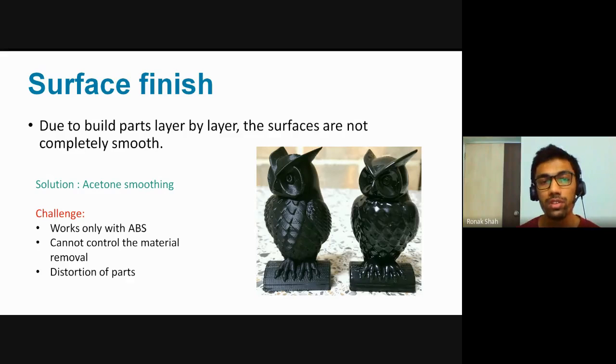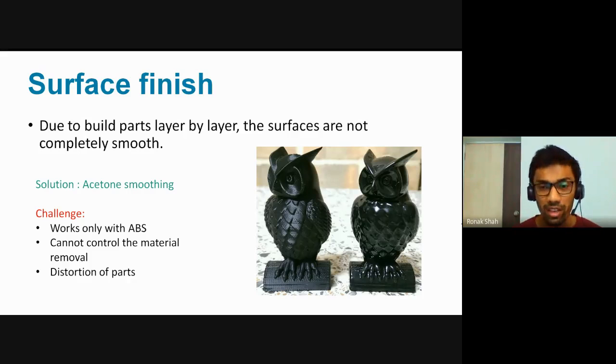The advantage of the acetone smoothing method is that the acetone vapors melt down the outer surface of the object, and because of this, all the layers stick together very properly. So acetone-smoothed 3D printed parts have higher mechanical strength compared to normal, untreated 3D printed parts.